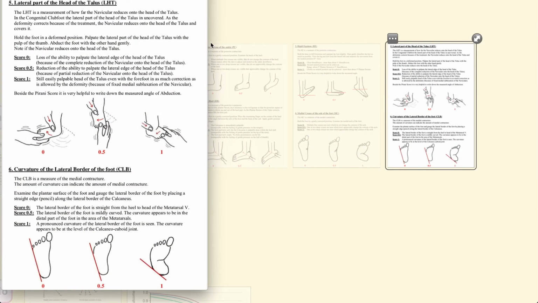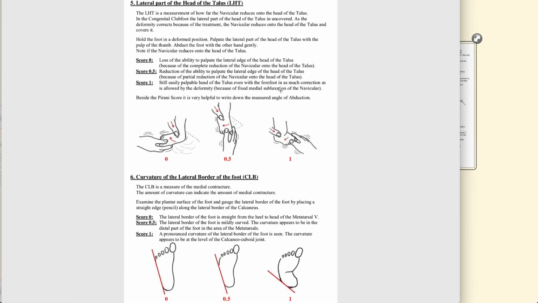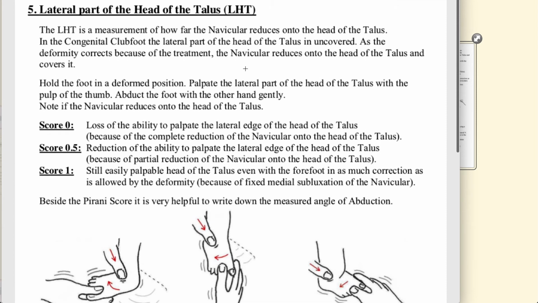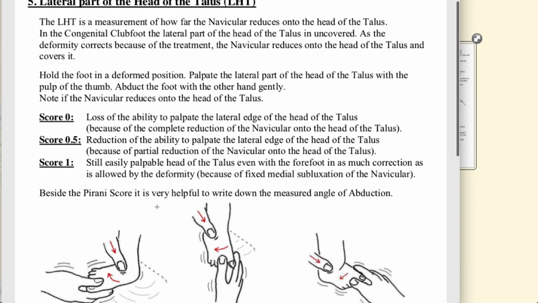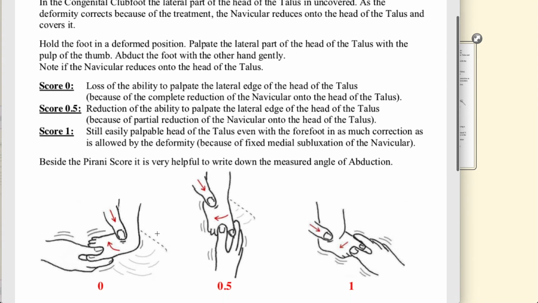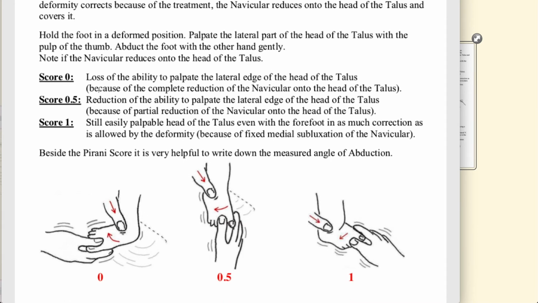Next would be the lateral head of talus. We could say that the main pathology that occurs in CTEV comes actually from the talonavicular joint. Since there's an abnormality there, the talus is actually the center of rotation of the CTEV deformity, and therefore the lateral head of talus is palpable in the early case of untreated CTEV. You could palpate the lateral head and give it a score of 1 if it is still easily palpable. But if there is a reduction of the ability to palpate the lateral head of the talus, then you give it a score of 0.5. And if it is completely not palpable, then you give it a 0 score.